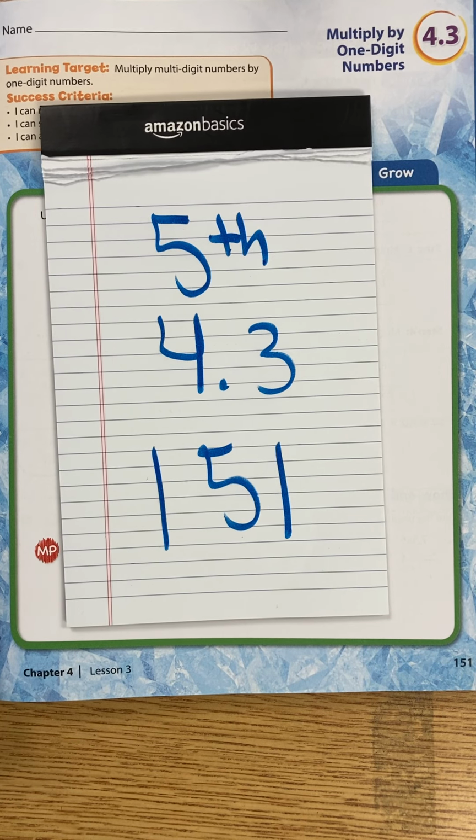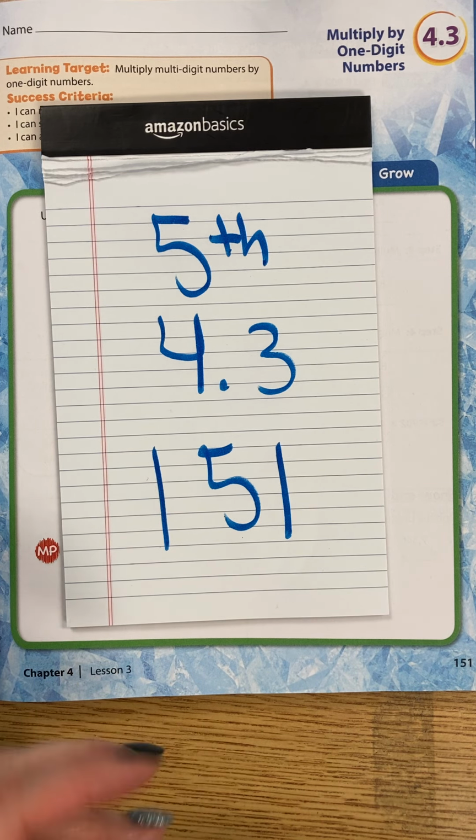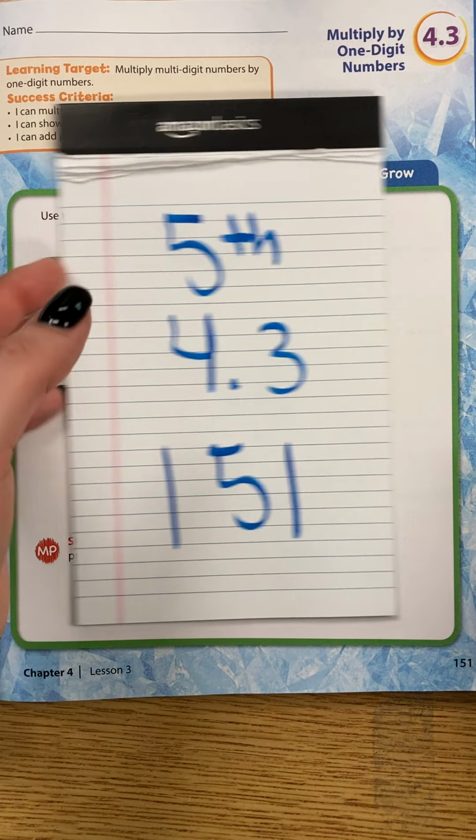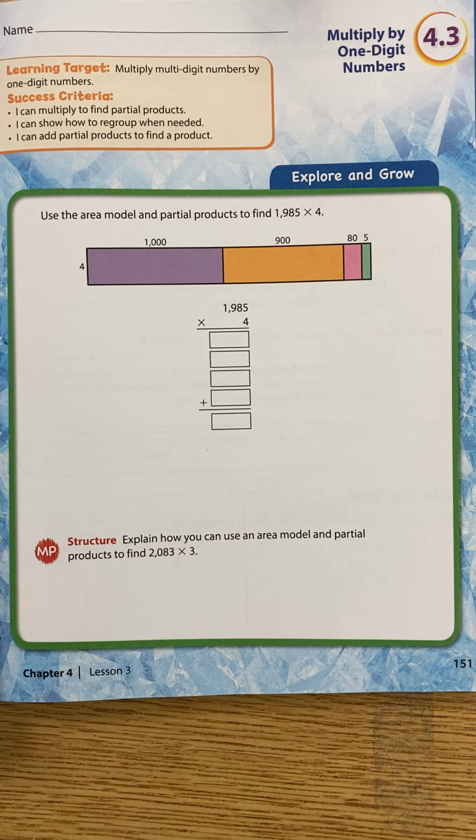Hi, fifth graders. Okay, so we're going to be doing one of my favorite things to do, especially for mental math. And it may not be mental math for you, but I kind of challenge myself a little bit. I'm usually the paper queen, so I always like to use paper. But we're going to be doing 4.3, page 151. Let's get it going. It's multiply by one-digit numbers.